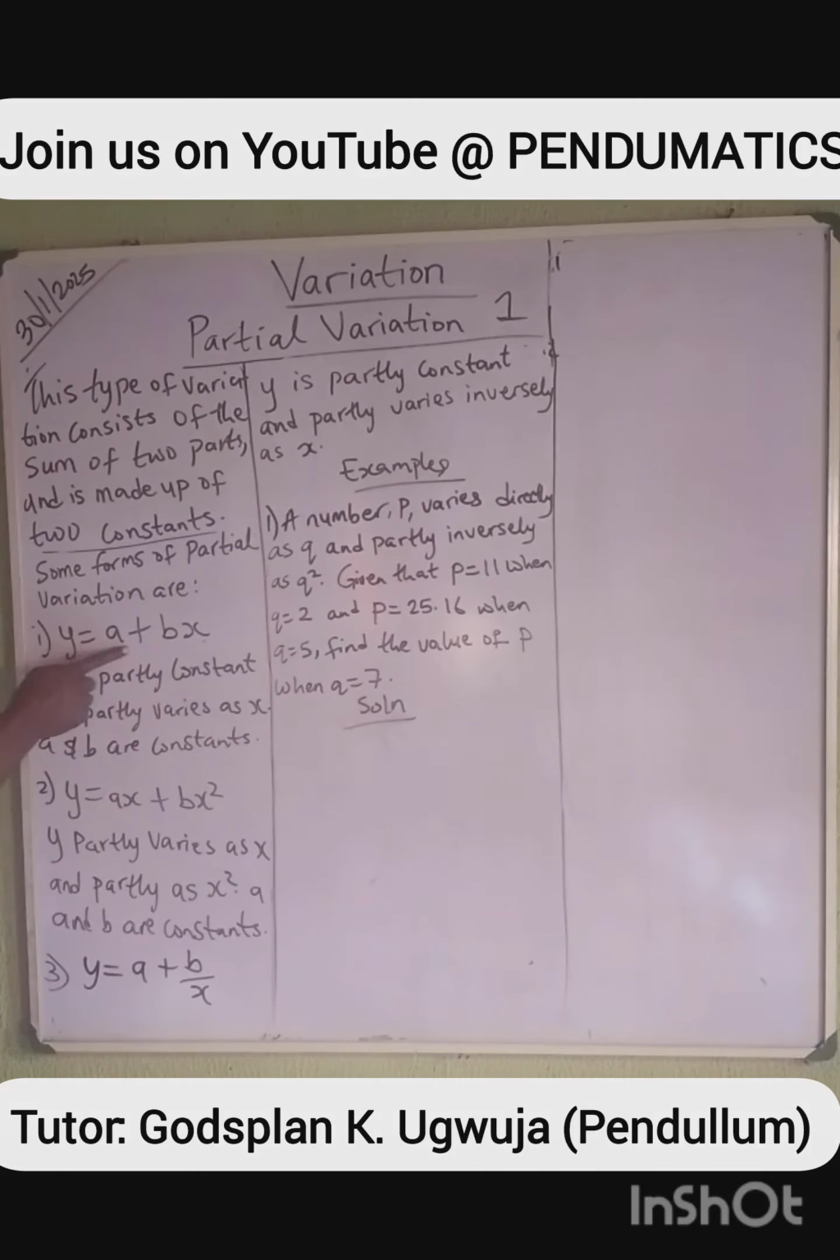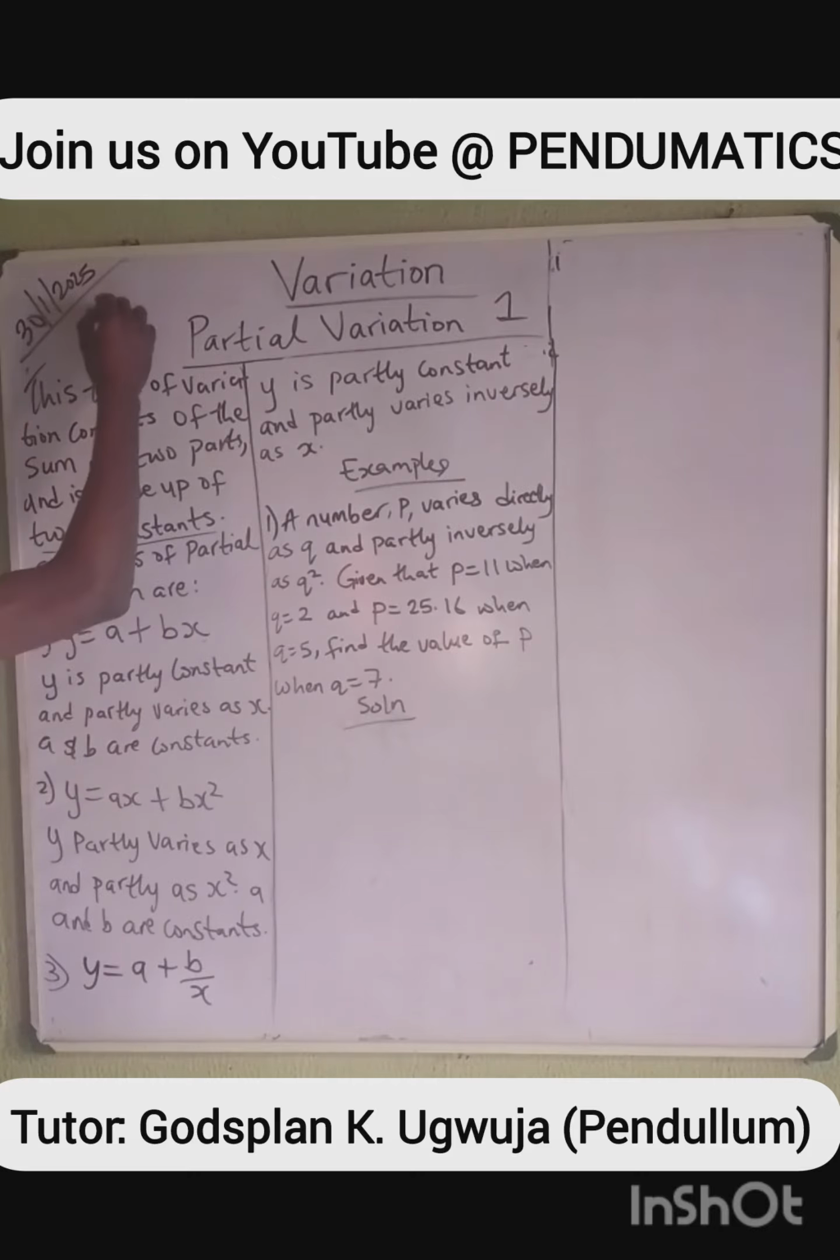In this first part, y is constant, meaning the value of whatever is here will not change throughout your solving, throughout your equation, or throughout your solution. The value of whatever is here is constant. So y is partly constant and then partly varies directly as x. On this other part, it varies directly as x.